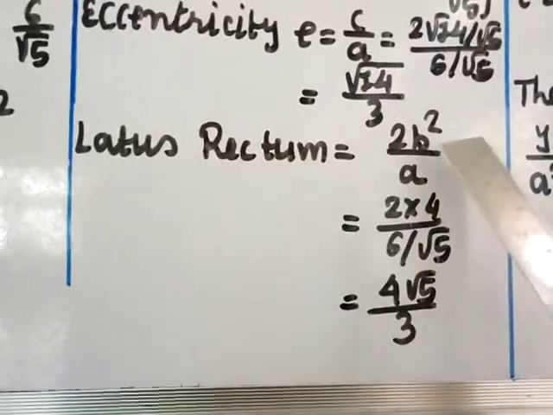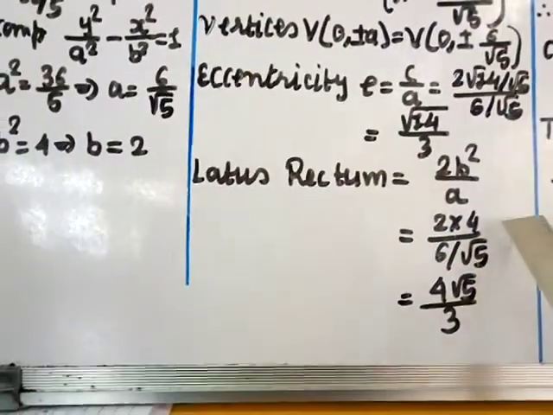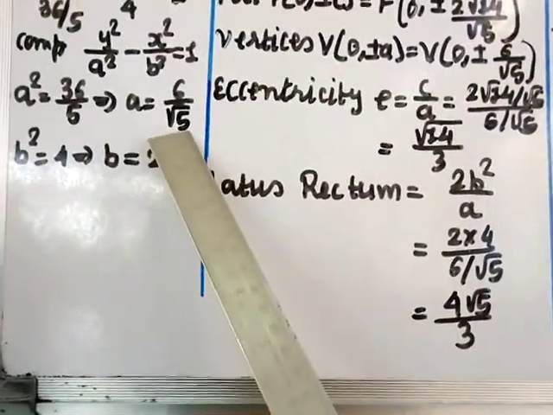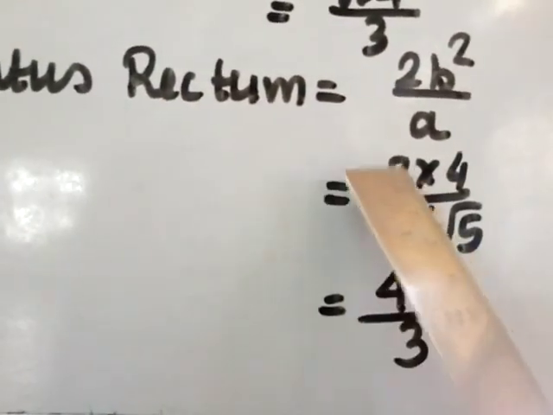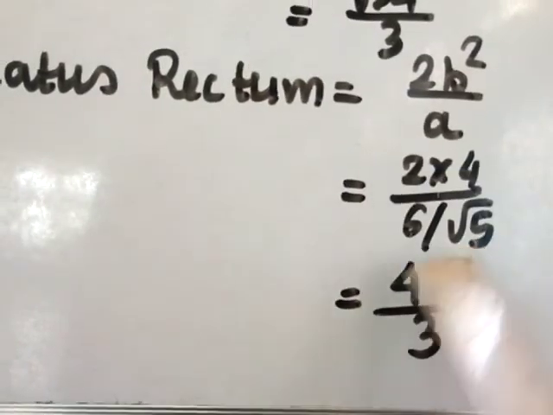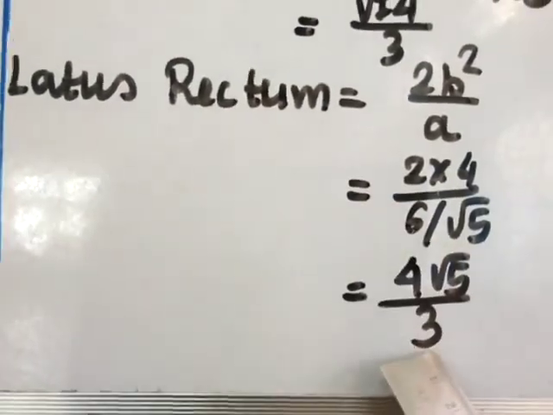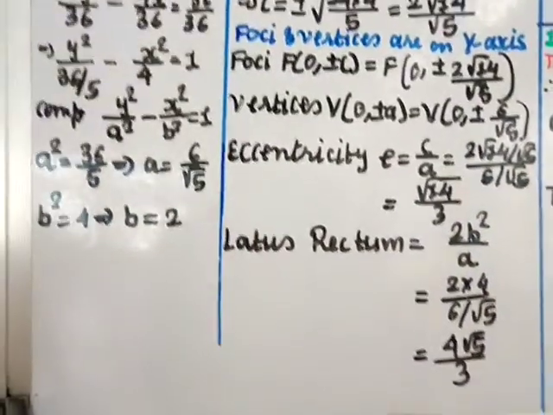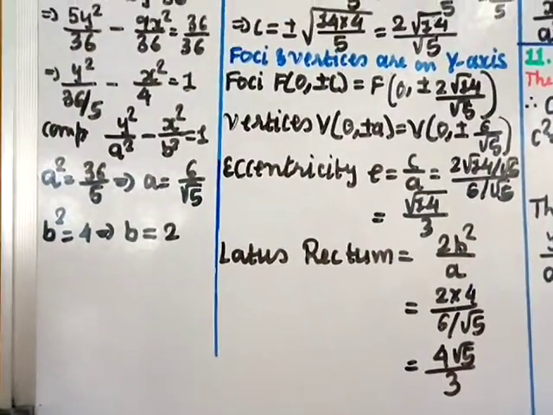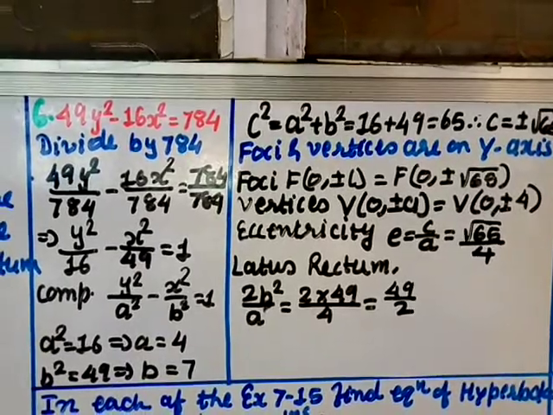2 as it is, b square value is 4. Okay, so put 4 divided by a value, which is 6 by root 5. This root 5 can take in the numerator and this 6 can cut by 2. So you get 4 into root 5 and here when you cut by 2 you get 3. So the length of the latus rectum is 4 root 5 divided by 3.